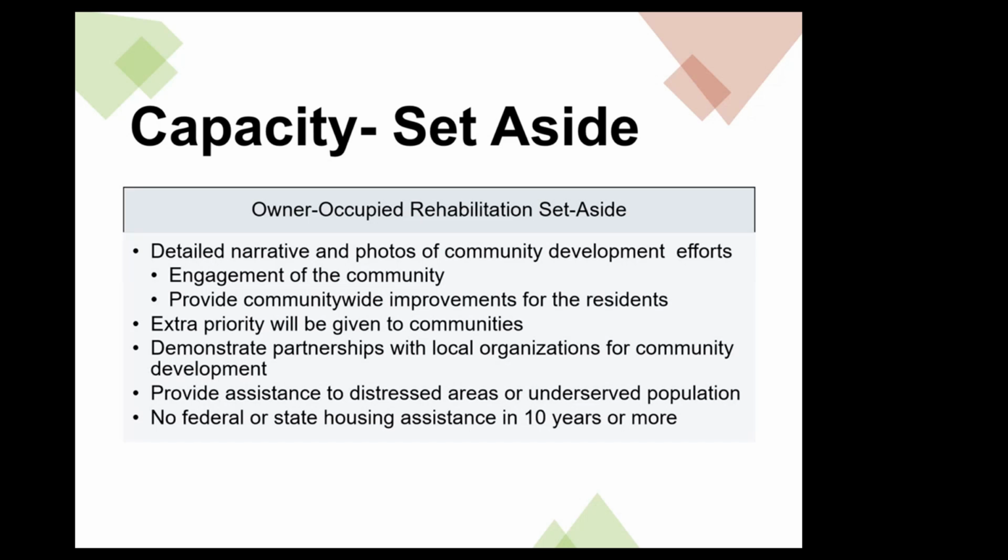That should have been one bullet. We also look at those that provide assistance to distressed areas or underserved populations that have not received any federal or state housing assistance in the last 10 years. That is the idea behind the set aside. We're looking at what you can do and what you have done to help your community. Did you do community-wide improvements? Did you develop partnerships with local organizations? Did you focus on distressed areas or underserved populations? And you did it all without any type of assistance within the last 10 years.